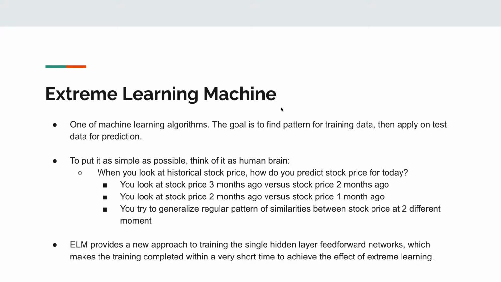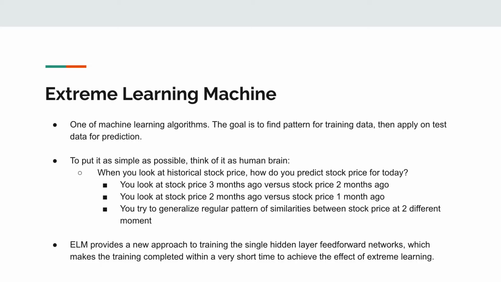Okay. Now that we've talked about oscillation box theory, let's talk about extreme learning machine. So it's just one of the machine learning algorithms, and the goal is to find patterns from training data and then apply them on test data for prediction. To put it as simply as possible, you can think of it as a human brain. So imagine when you look at historical stock price, how do you predict stock price for today? You can think about it.